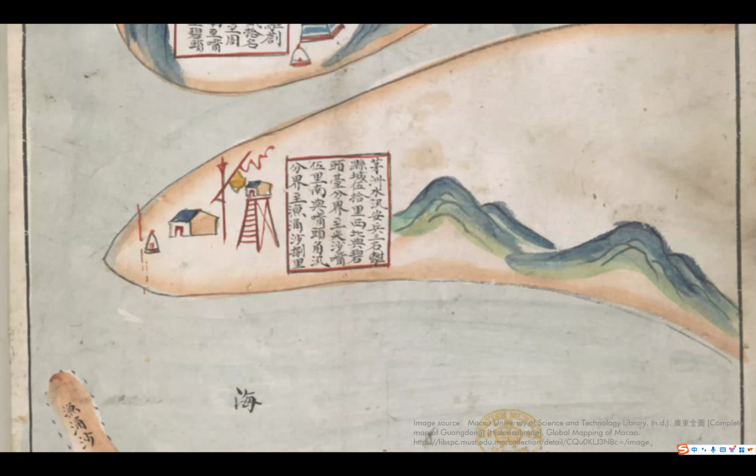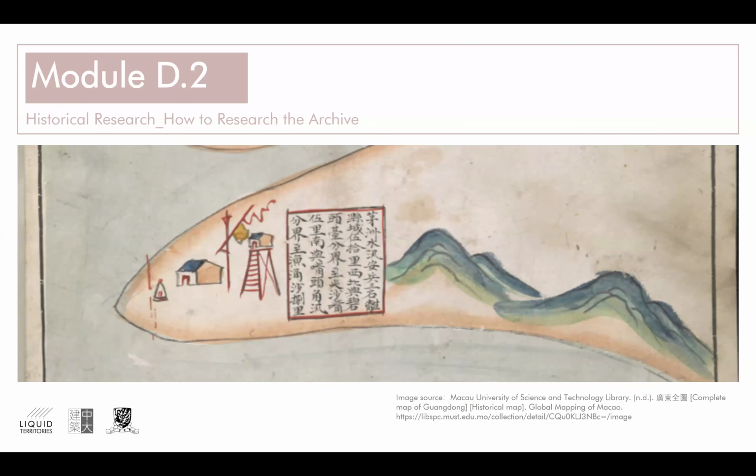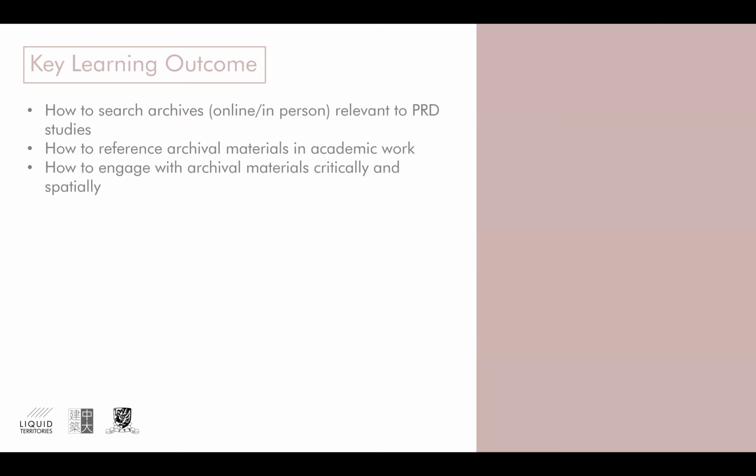Welcome to the second module of Historical Research. This module is titled How to Search Research in the Archive. In this module, you will learn three key methods in historical research.